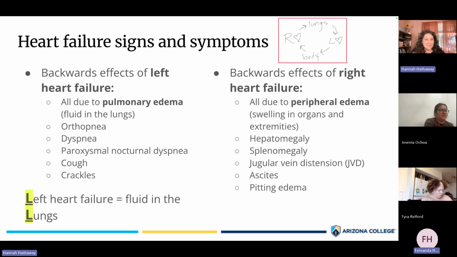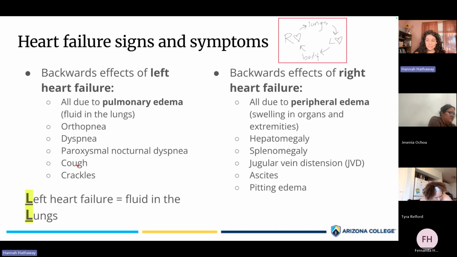Yeah, okay, so I know it's a lot of things. For left heart failure here, once again, we're thinking backwards effects are more prevalent. So we're thinking edema, left heart failure, pulmonary edema, fluid in the lungs. If we look at these words, orthopnea, dyspnea, paroxysmal nocturnal dyspnea, they all end in pnea. That ending means breathing, so that helps you remember those are all lung things.